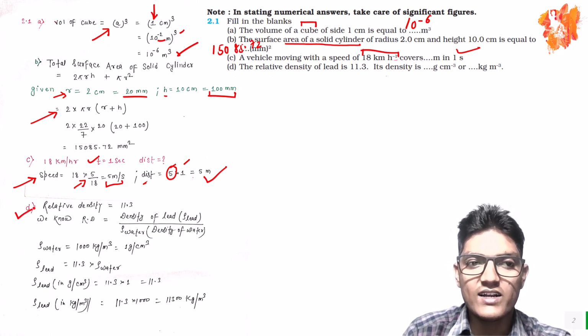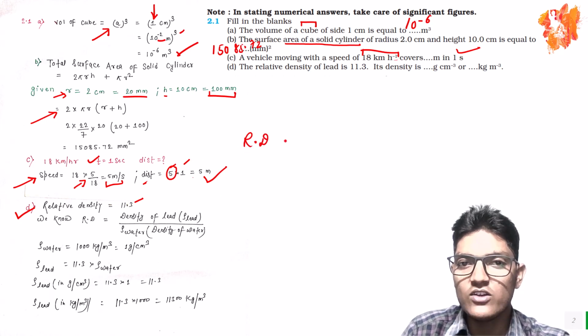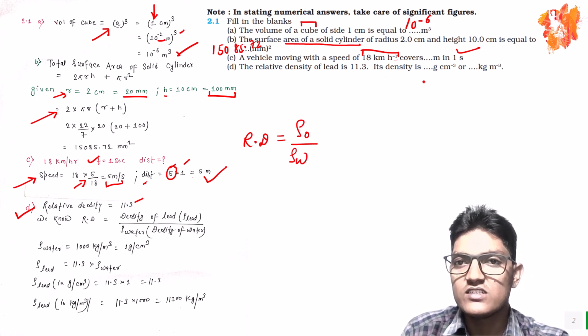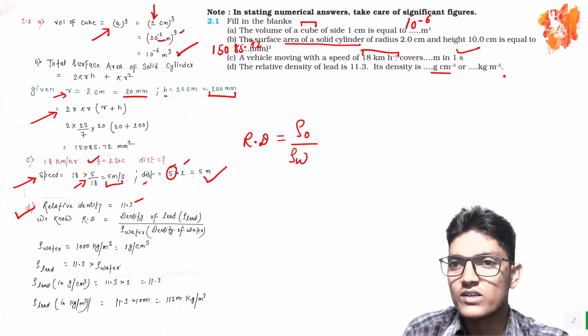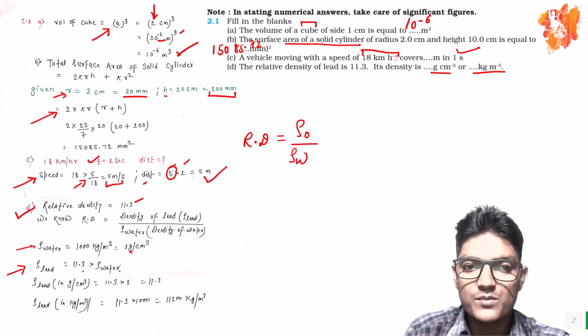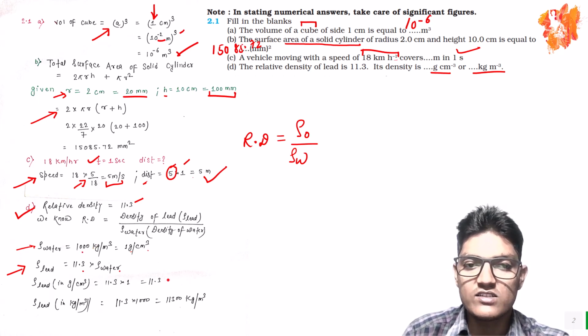Next question, RD is given 11.3, RD of lead, and we know RD of any object is equal to density of the object divided by density of water. So we have to find out the density in gram per centimeter cube or kilogram per meter cube. So we know that the density of lead will be equal to 11.3 into density of water. So just put the value. Density of water in gram per centimeter cube is equal to 1 gram per centimeter cube, and in kg per meter cube it is 1000. So just multiply the values and you will get your answer.